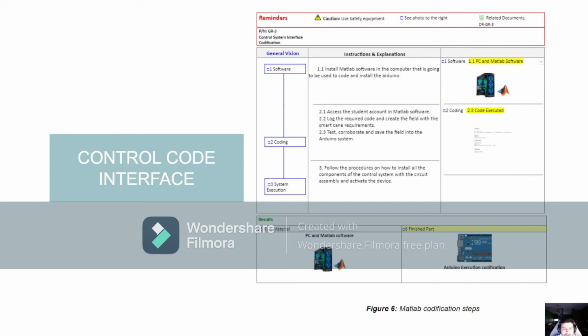The coding, which is the second step, is to access the student account demo lab software, which is a free student version at the Polytechnic University, log the required code, create the file with the smart cane requirements, and test, corroborate, and save the file into the Arduino system. The system execution means following all the procedures on how to install all the components of the control system with a circuit and assembly, and activate the device.